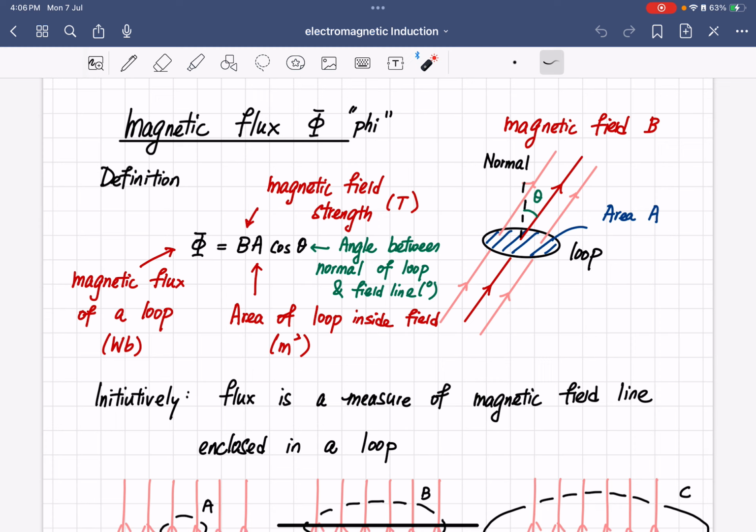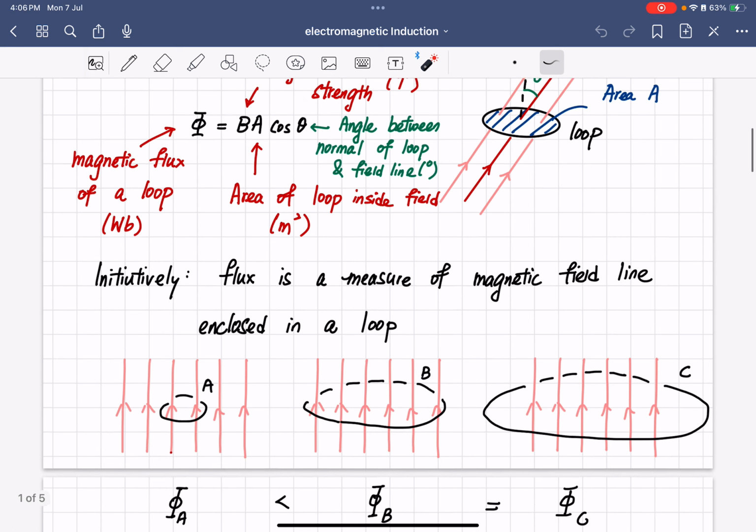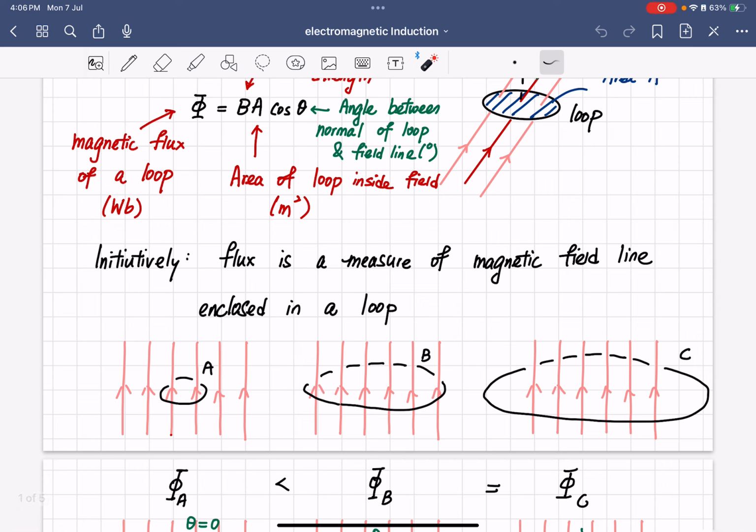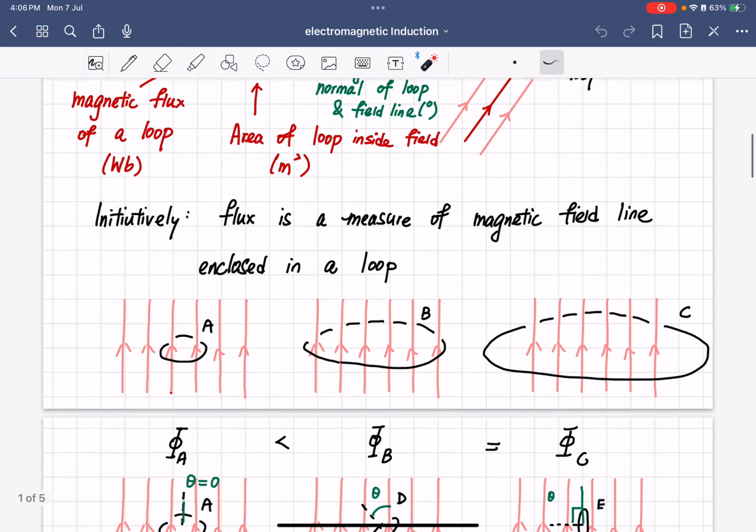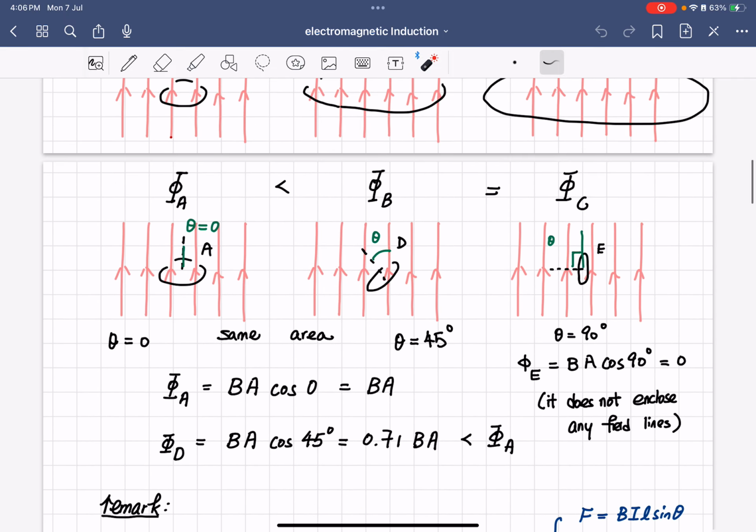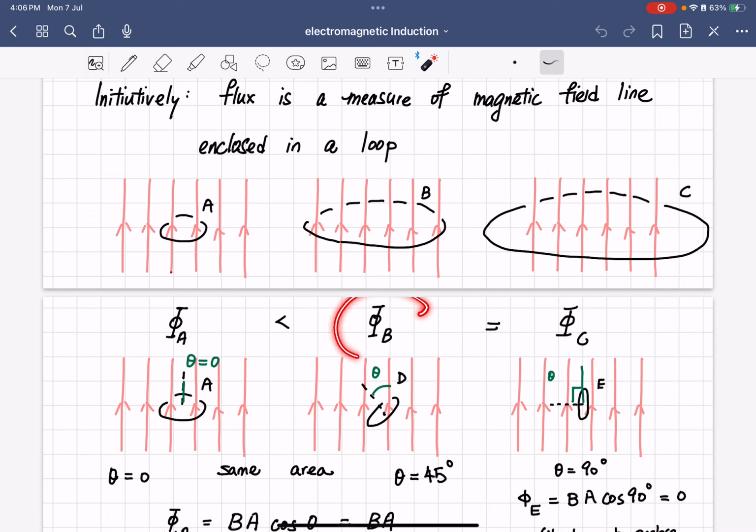lines. So it is like what we did in the topic of light ray, where the angle is defined with respect to the normal. And we found out that mathematically these functions allows us to give an intuitive understanding, which means that the magnetic flux is a measure of the number of field lines enclosed in the loop. So therefore, if you have a larger magnetic flux, it means that the loop you are considering can enclose more magnetic field lines.